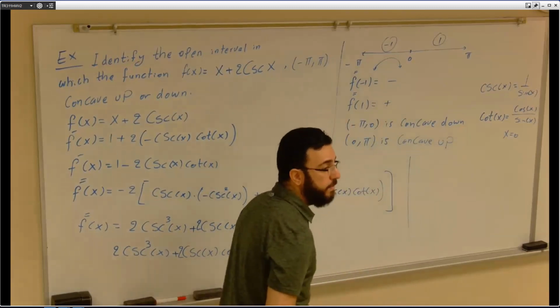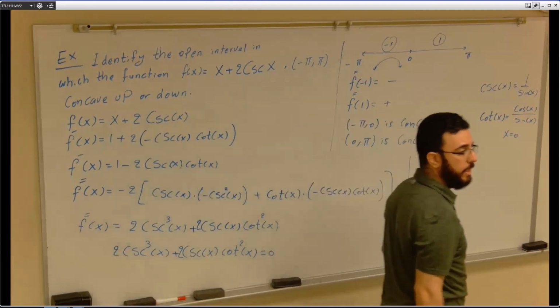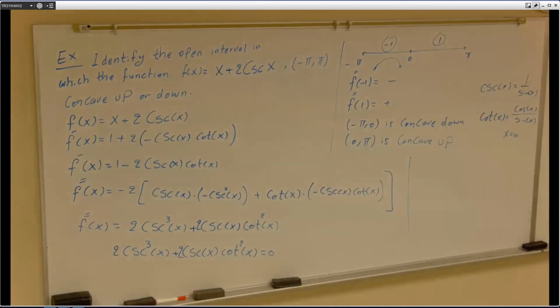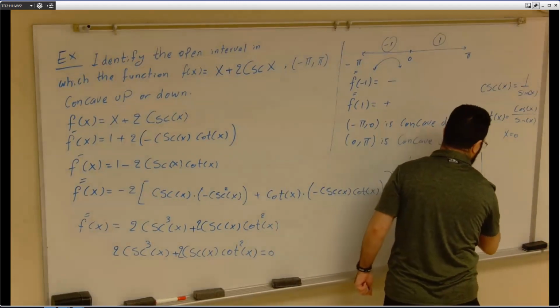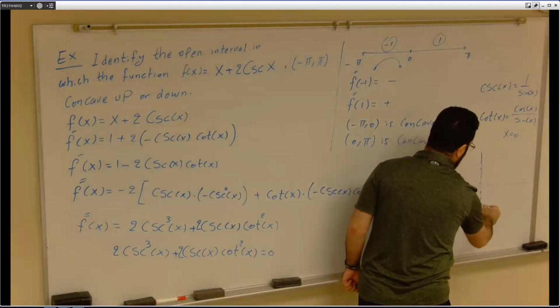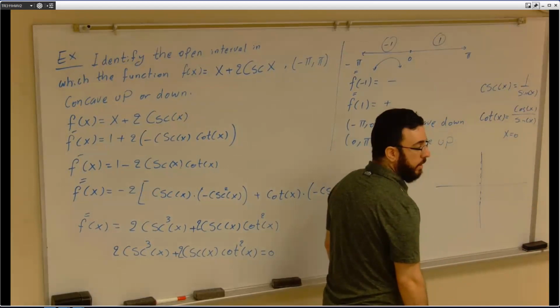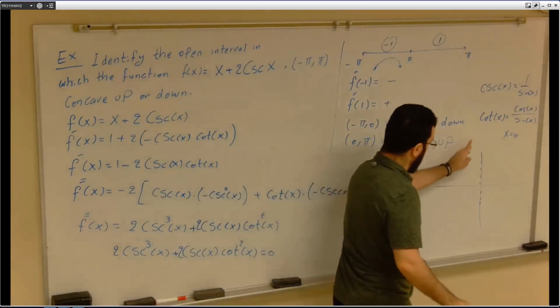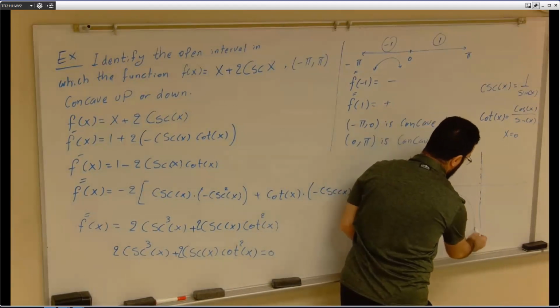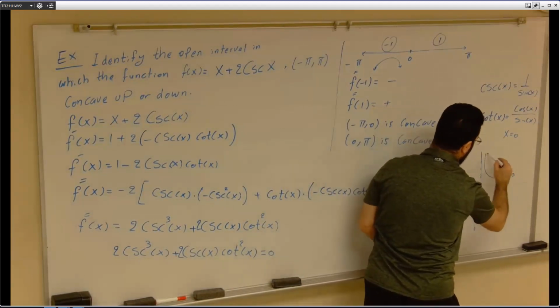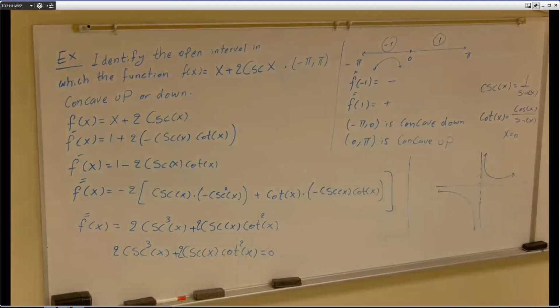Do we have inflection points? No. Why? Because it's an asymptote, and an asymptote is undefined. If you graph this function using the calculator, you will see an asymptote here, and the function looks like this and this. So there is no inflection point, because we tested the 0, and the 0 is an asymptote.